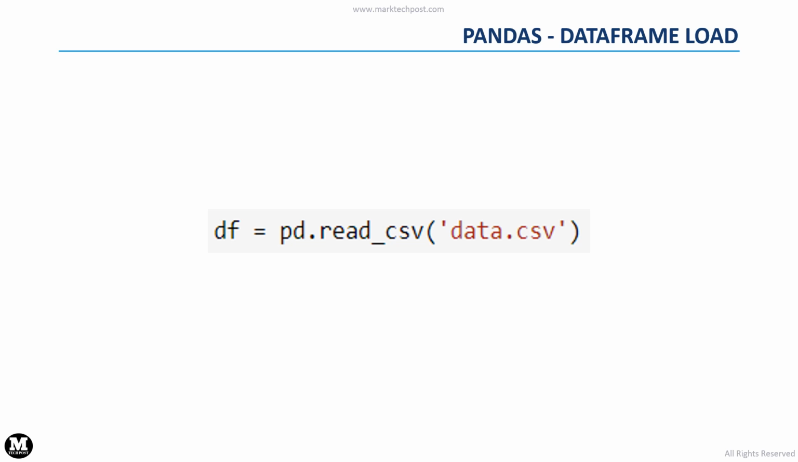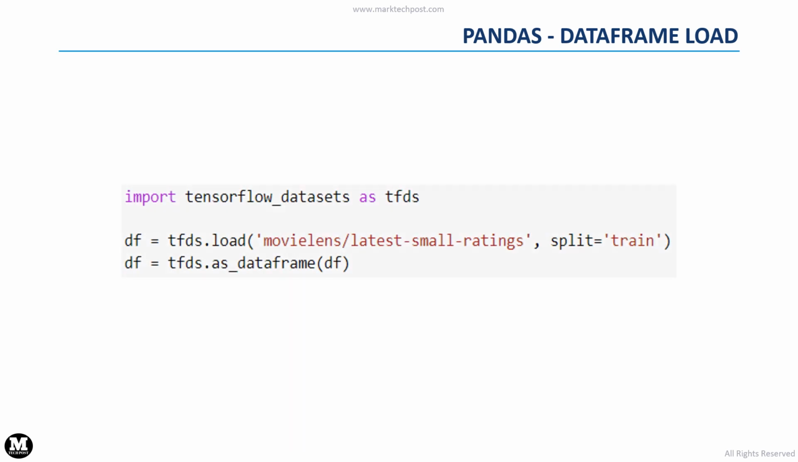We can create a data frame starting from a CSV file that we have to load and read in this way. In this lesson, we will load different datasets with Pandas. Here, for example, we load the movie lens dataset with TensorFlow datasets. The movie lens dataset contains 25 million movie ratings. With this code, we just load the small version of the dataset and convert it to a data frame.